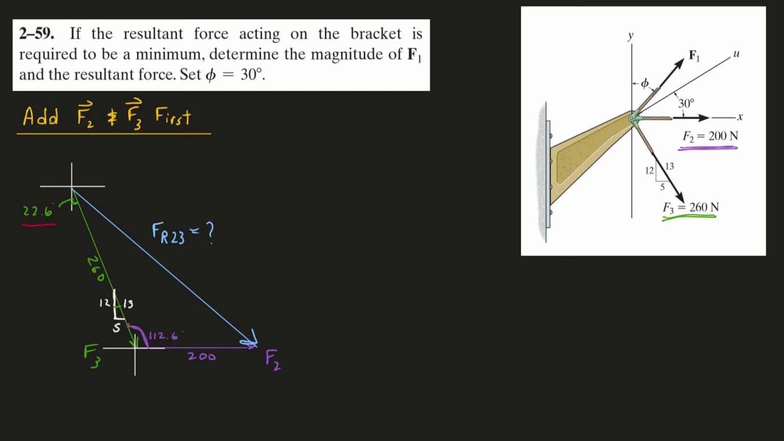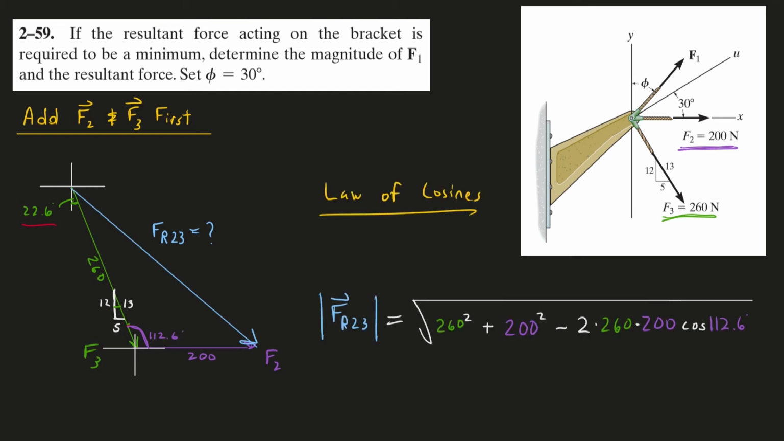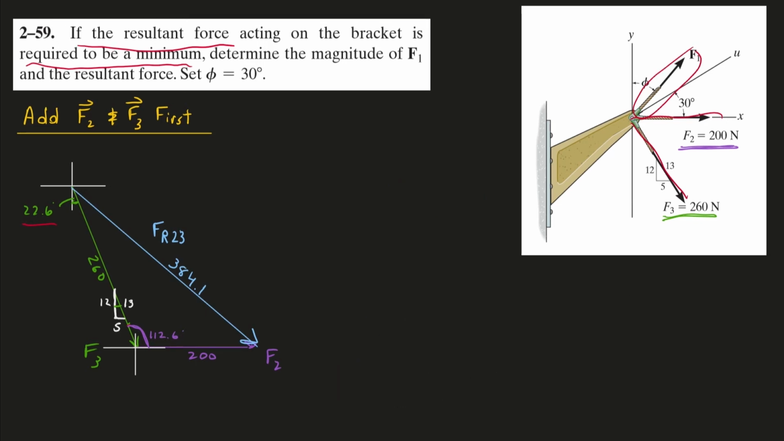And now we have our law of cosine set up. So we can write that out. And we can crunch the length, the magnitude of force resultant of 2, 3. And we'll get that it is approximately 384.1 newtons. Alright, so now that we've added up force 2 and force 3 together, now we can add this result to F1. But before I do that, I really need to figure out some direction for a vector here.